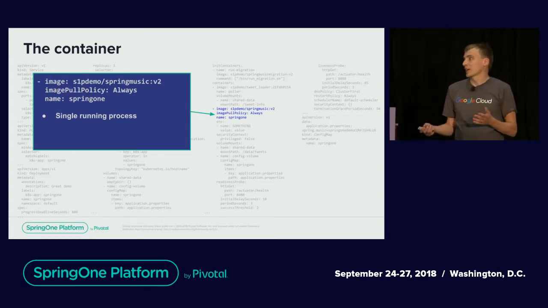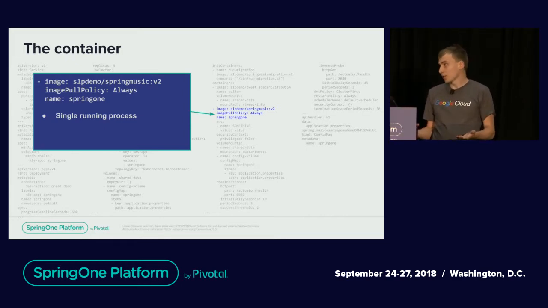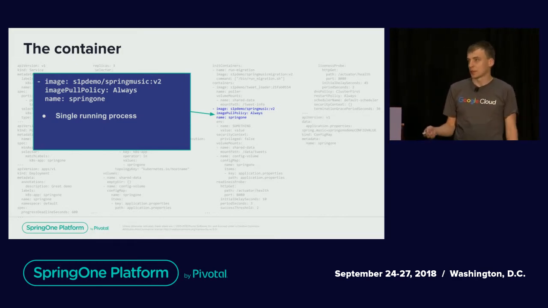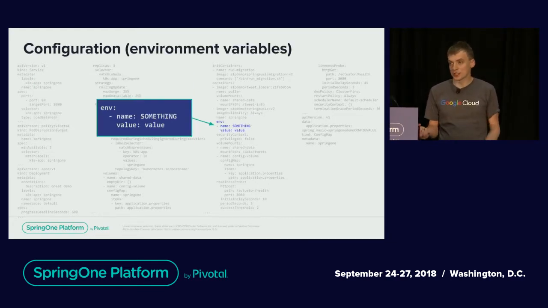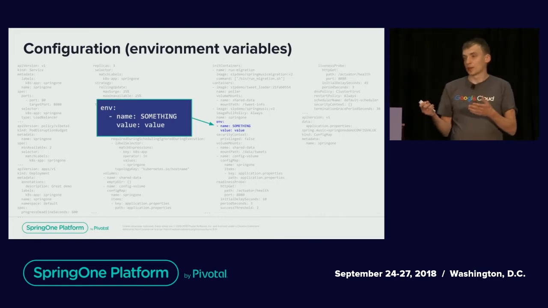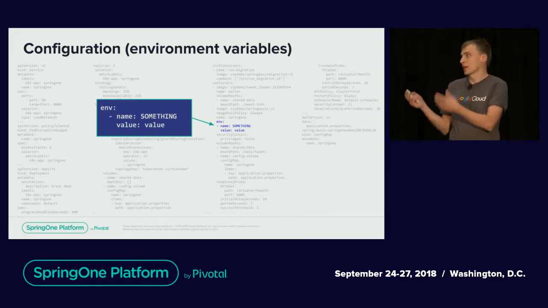So you can think of a container as a single running process. And you need to configure it, obviously. Like a Spring app, you need some configuration. So I've done some simple configurations. Environment is one of the 2 configurations. It's with environment variables. You just pass a simple map of name and value.